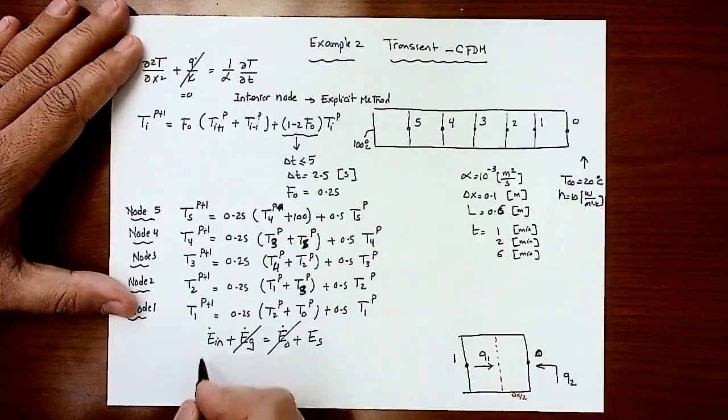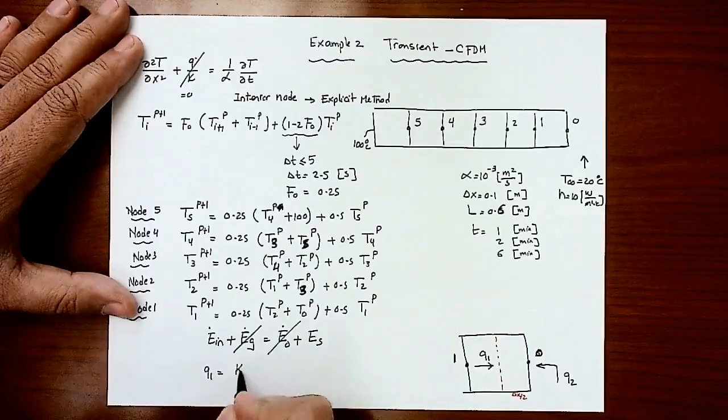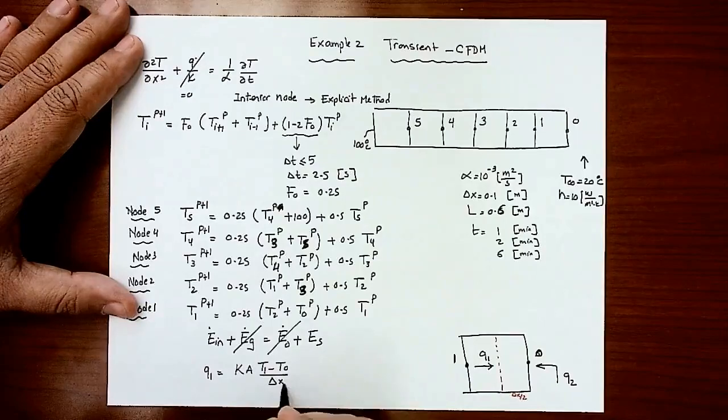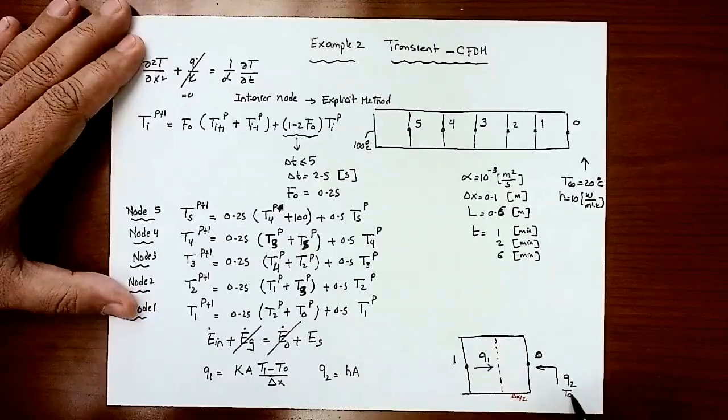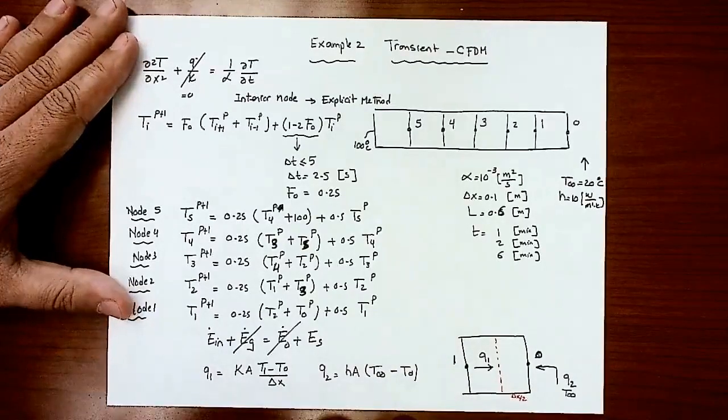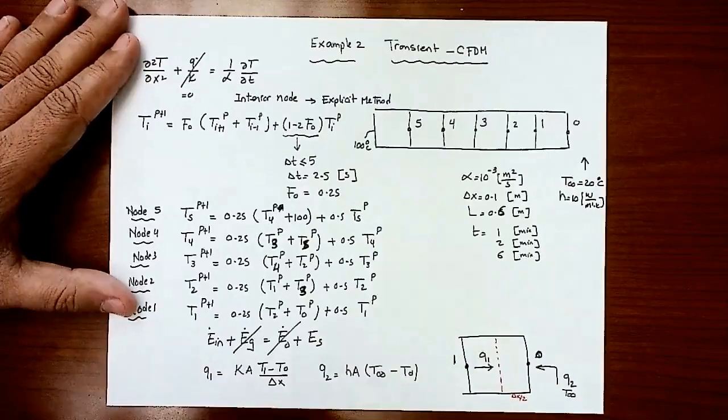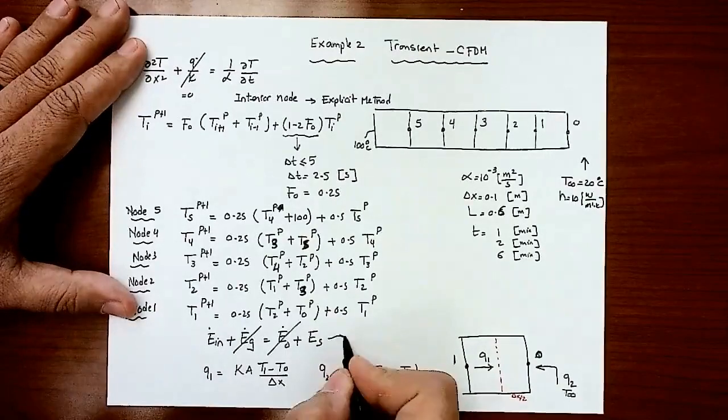So E in is now represented by Q1, which is conduction, k A (T1 minus T0) divided by the distance delta x. Q2 is convection, it's h A. I have T infinity here, and the heat has to go into the element, so it's going to be T infinity minus T node. Up to this level, this is what we did when we solved steady state. Now, we have an extra term: how to calculate the energy stored term.